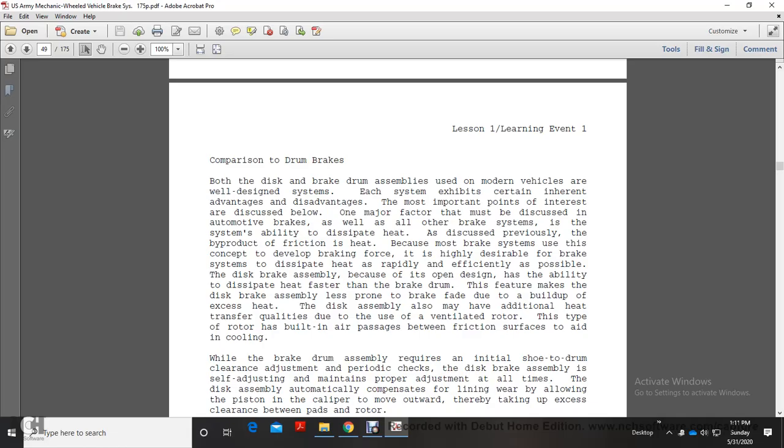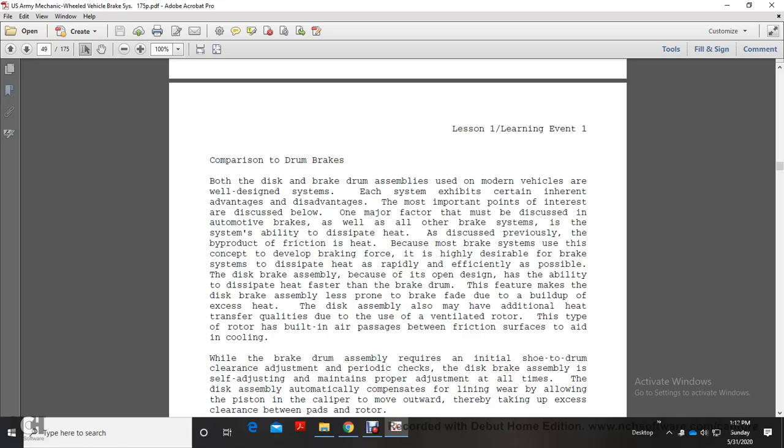As discussed previously, heat is a hydraulic byproduct of friction, because most braking systems develop braking force this way. It is highly desirable for the braking system to dissipate heat as rapidly and efficiently as possible. The disc brake assembly has an open disc with the ability to dissipate heat faster than the brake drum, which makes the disc brake assembly less prone to brake fade due to the buildup of excessive heat.